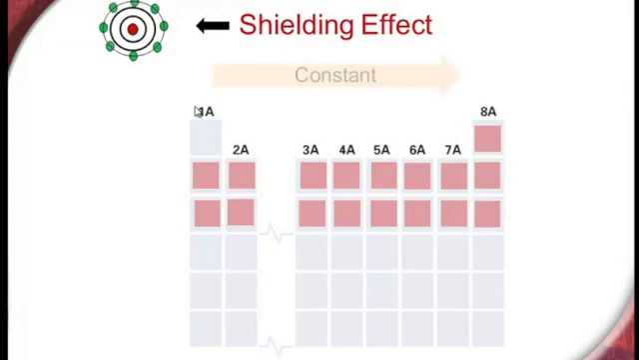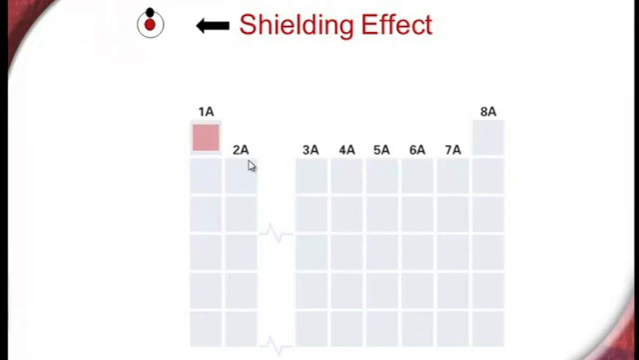Okay, so this is to kind of summarize the shielding effect. Going left to right, the shielding is constant because when you do go left to right, you're simply adding electrons to the valence shell. You're not changing the number of inner shells. Now, what about top to bottom? Okay, so here's hydrogen. This is simple hydrogen, 1 electron.